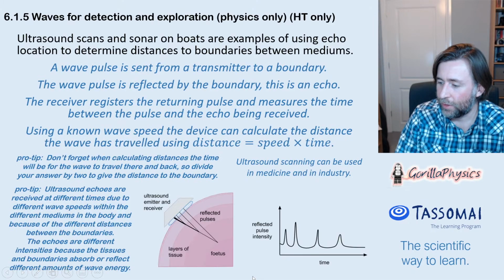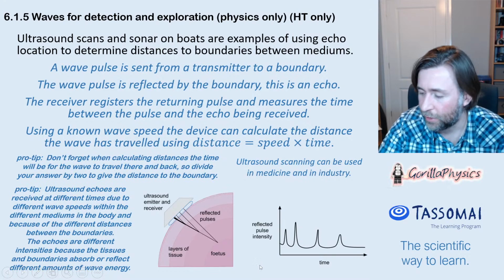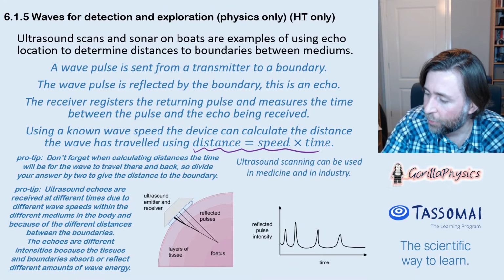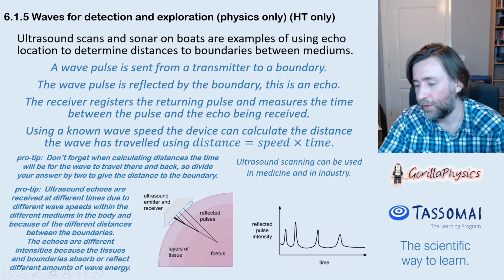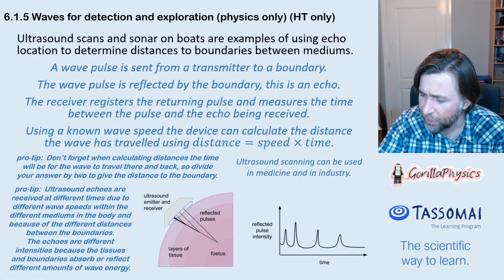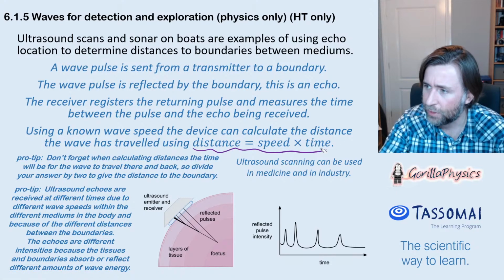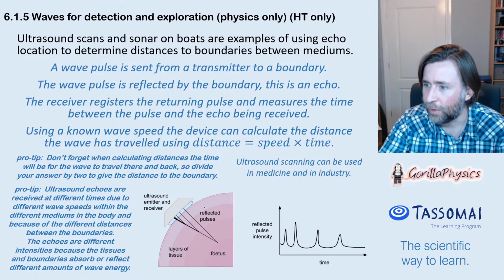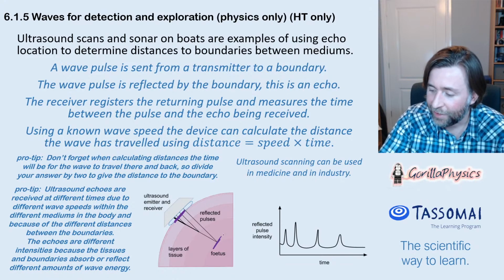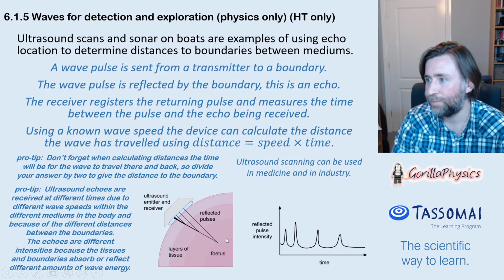The last calculation in this, oh no, actually there's another one coming, is talking about ultrasound scanners and different types of echolocation. And this is just an application of the equation distance is speed times time. But you must remember that the time is for the pulse to get there and back. We want to work out the distance to a boundary, rather than the distance that the wave has travelled.